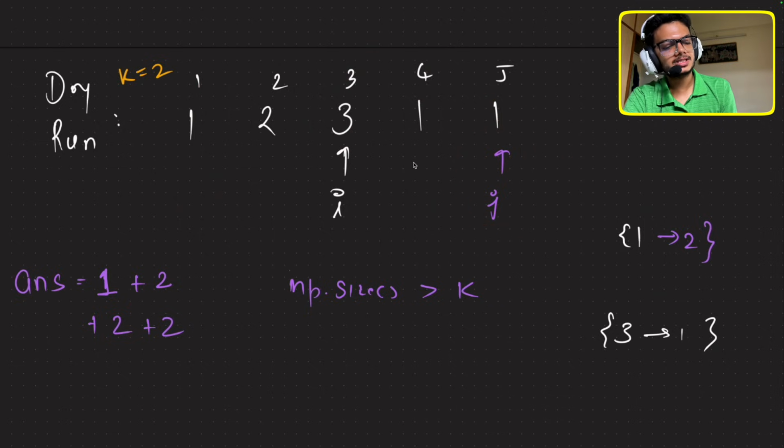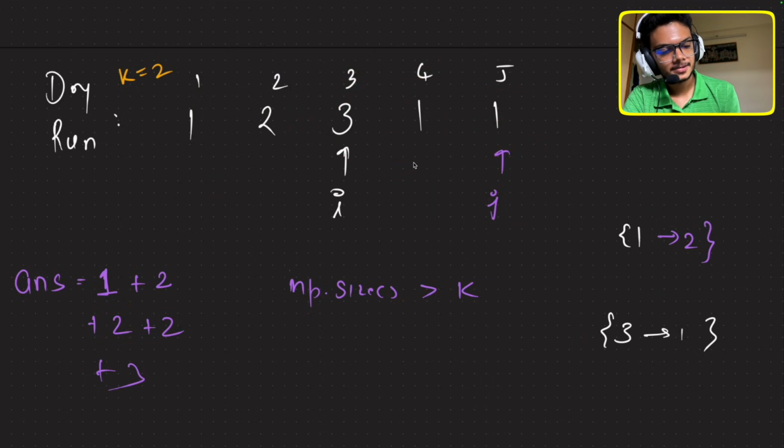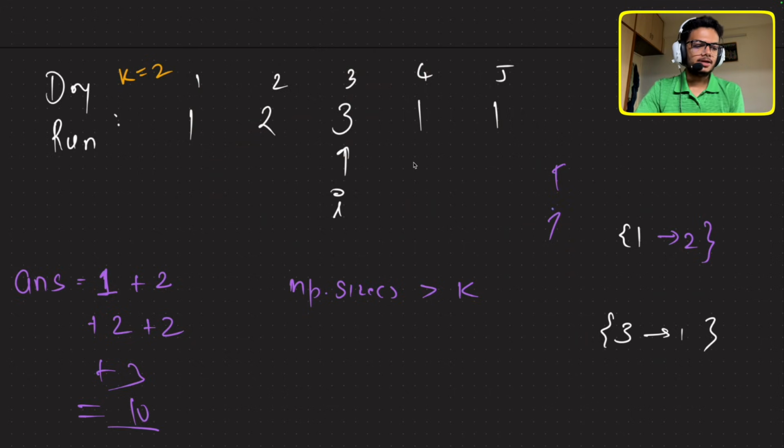So what are all the possible valid subarrays ending at index 5, which have no more than 2 distinct elements? 1, 2, 3. So we just add 3 to it. Right, and then j goes out of bounds, and we have our answer. So this answer is nothing but 10. So yeah, that's the strategy.